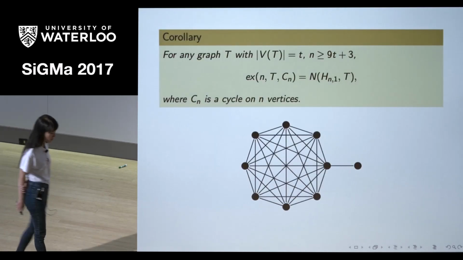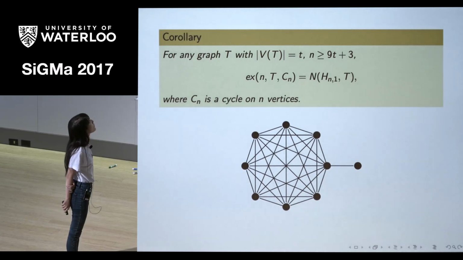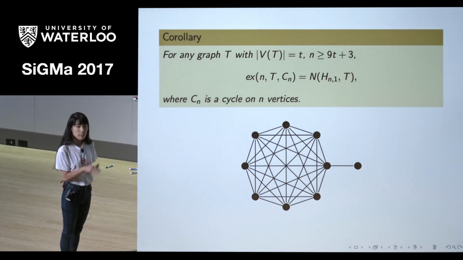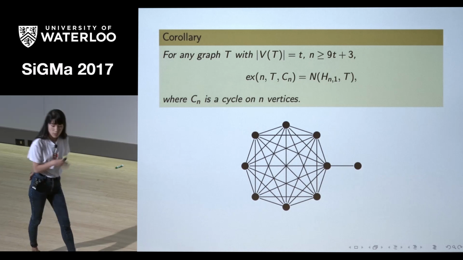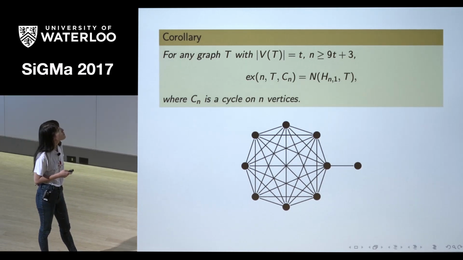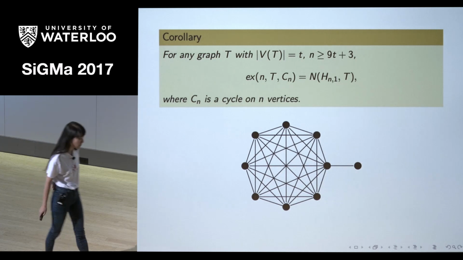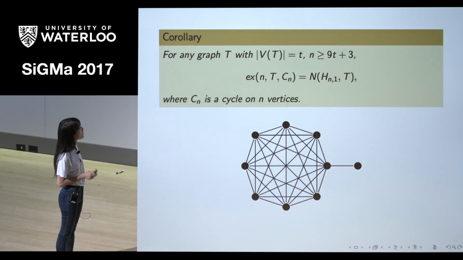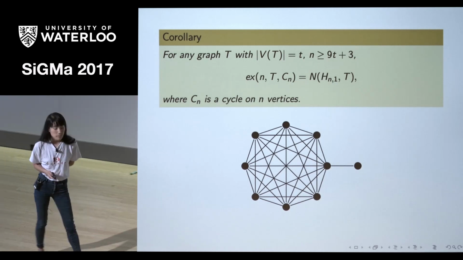Okay, and then just as a simple corollary, I dropped the minimum degree condition, just want to look at non-Hamiltonian graphs. Then for any t, for n large enough compared to t, ex(n, T), the maximum number of copies of T in a graph without a Hamiltonian cycle, is the number of copies in H(n,1). So this was our first extremal example. Okay.